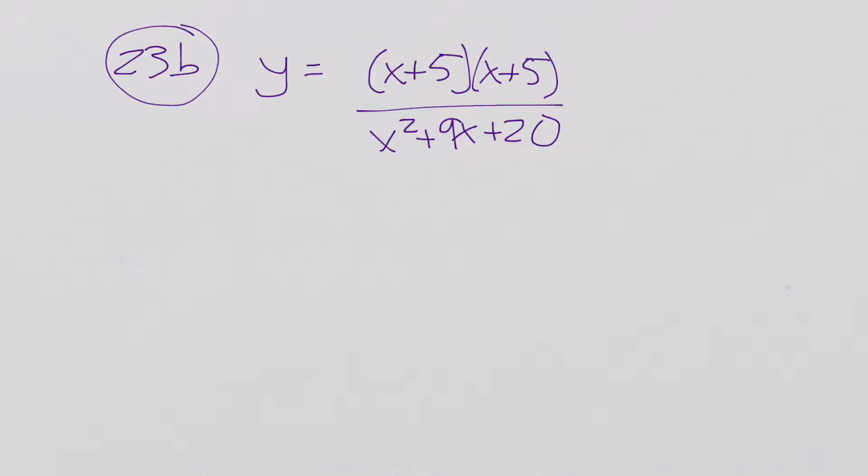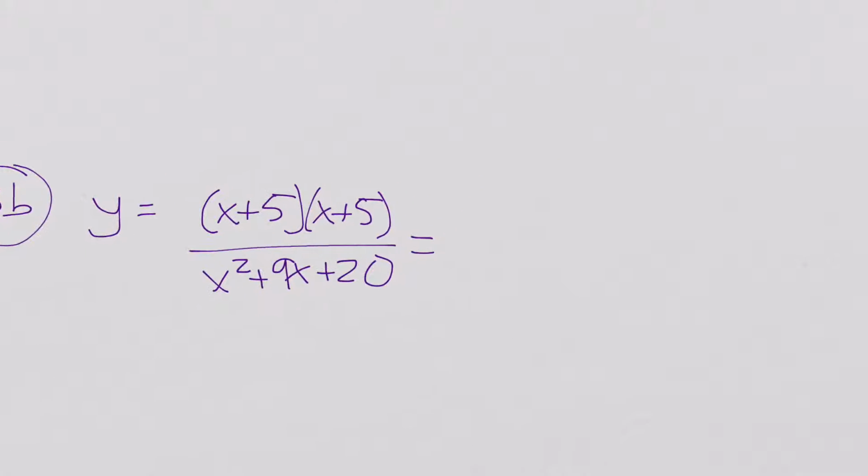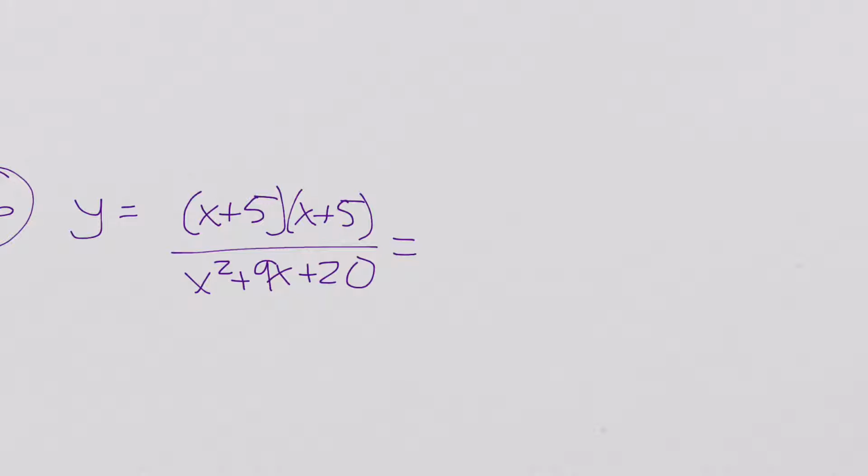All right, so we're given this rational function, and we want to graph it, which means we need to factor it. So in the numerator, I'm going to rewrite that as (x+5)², because that's what it means when you take x plus 5 and multiply it by x plus 5. It means squared. That's important because that means that 0 will bounce.